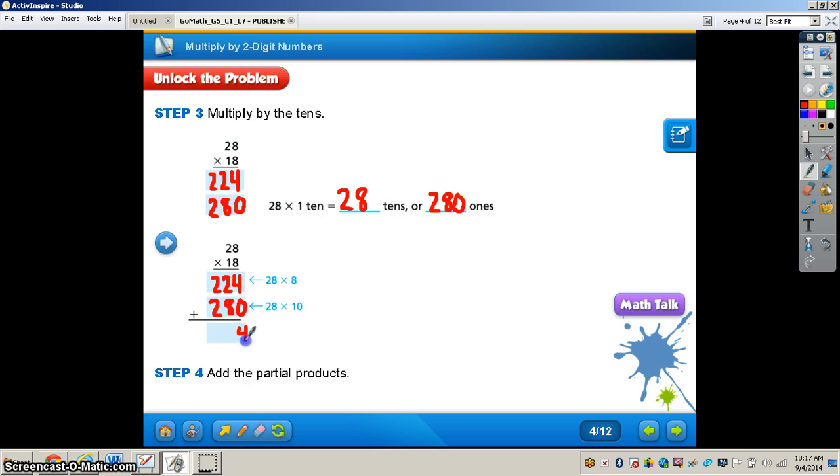We add those two together. 4 and 0 gives me 4. 2 and 8 gives me 10. Put my 0 here. Carry my 1. 1 plus 2 gives me 5. So we add the partial products here, and we can see the answer is 504. So at the bottom of page 31, you're going to write, so on average, a Siberian tiger may eat 504 pounds of food in 28 days.